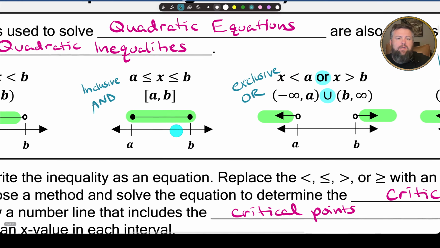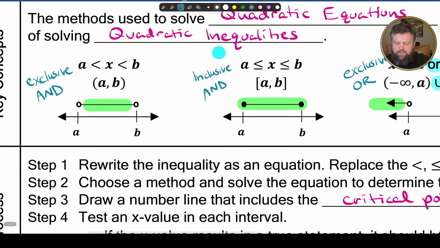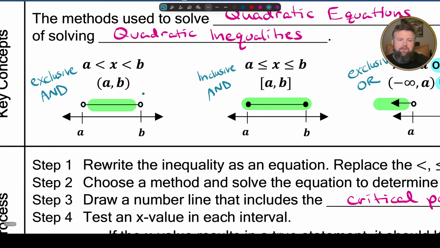Now, on the inclusive and, a lot of times you might see it written out a little bit differently. You might see the intersection symbol, which is the upside down U or the N. So intersection, that means we have to include both of them.